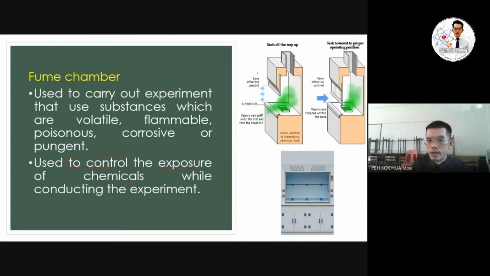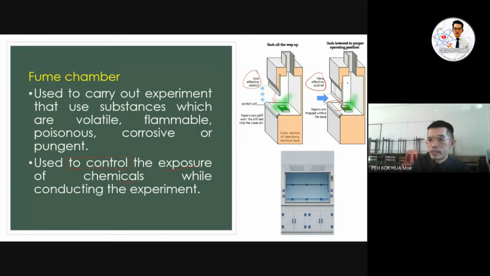So you can see here mentioned less effective control because the slide door is not pulled down. You can see the green color air is actually the dangerous substance coming out from your experiment. So you should close the door properly, so only your hand is able to go in, and other parts of our body are prevented from exposure to the chemicals.